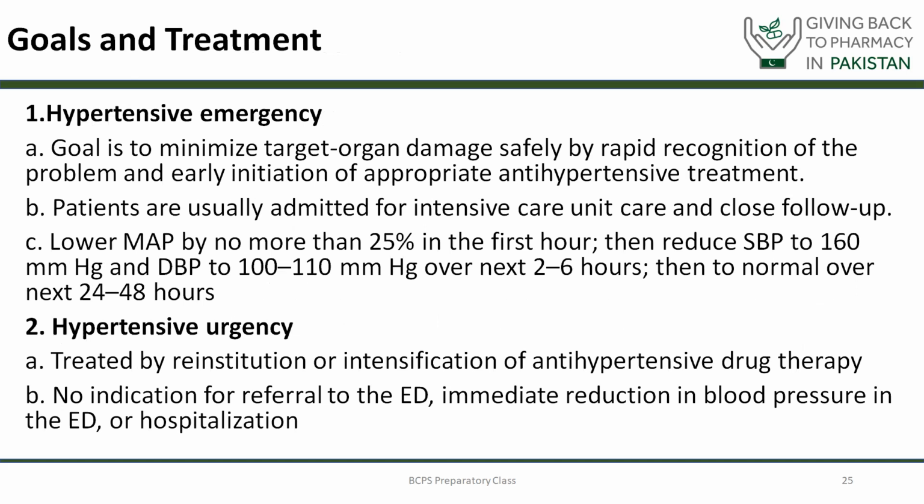In hypertensive emergency, the goal is to minimize target organ damage safely by rapid recognition of the problem and early initiation of appropriate antihypertensive treatment. Patients are usually admitted to the intensive care unit for close follow-up. Lower MAP by no more than 25% in the first hour. Then reduce systolic blood pressure to 160 millimeters of mercury and diastolic blood pressure to 100 to 110 millimeters of mercury over the next 2 to 6 hours, then to normal over 24 to 48 hours.